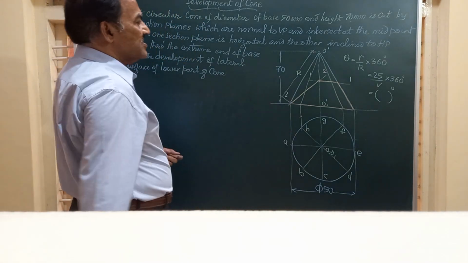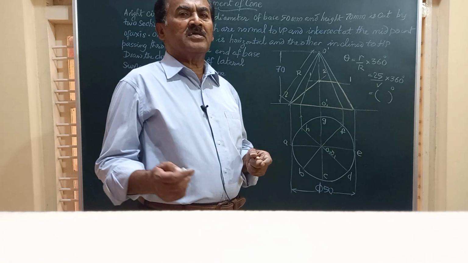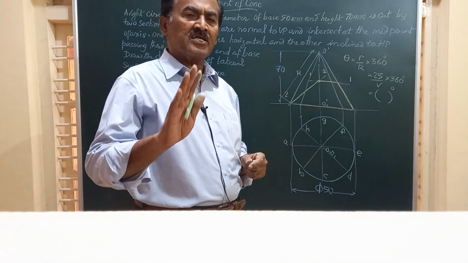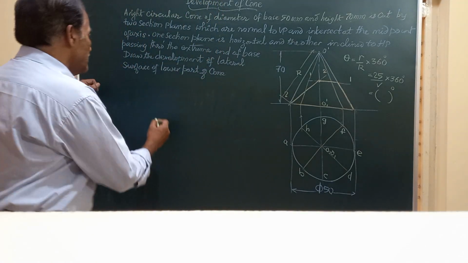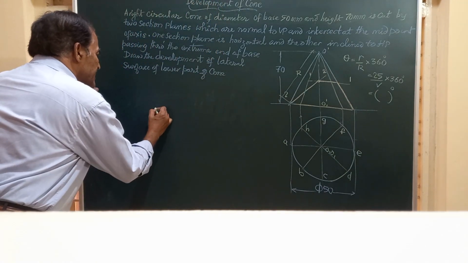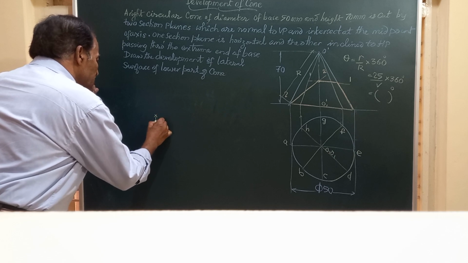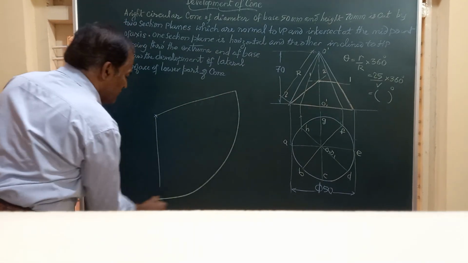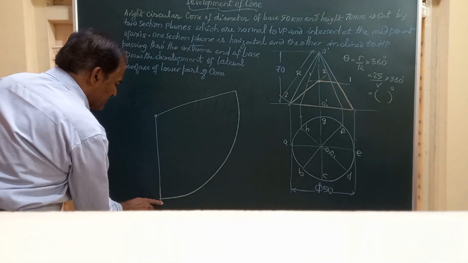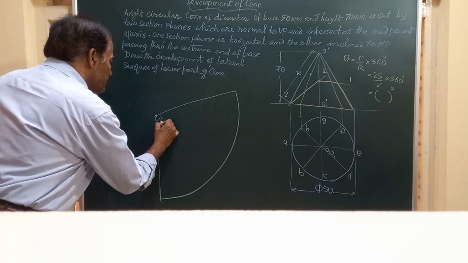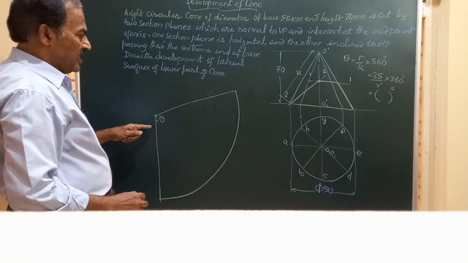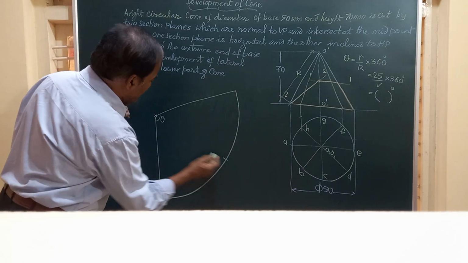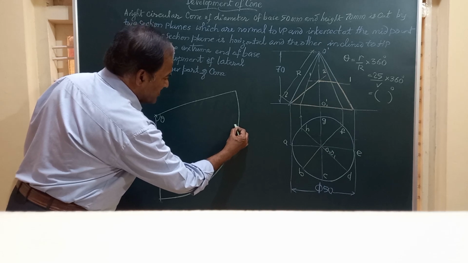Now friends, after this we have to draw the development of this cone, assuming this as not cut by any section plane. So friends, I am going to mark a line here, draw a vertical line or at any angle, and show here what are these values. So this is angle theta, and this angle theta I am going to divide into 8 equal parts, same as that of the base. So this is 2 parts.